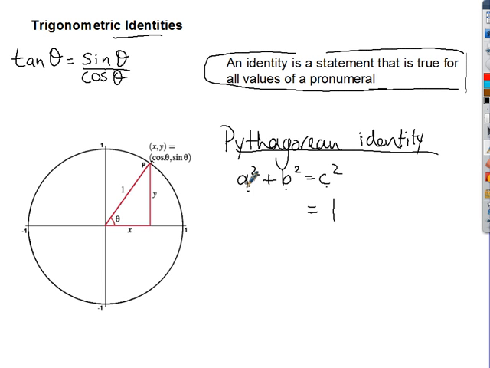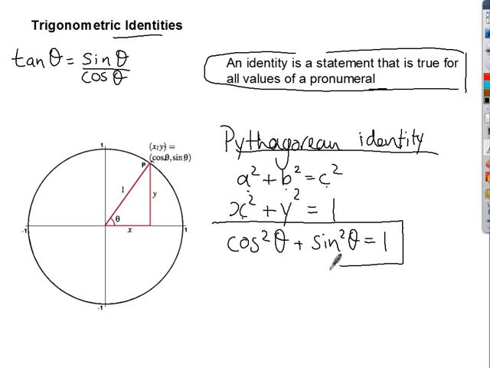So let's have a look at the a and the b. Well, the a and the b are going to be equal to the two shorter sides of the triangle, which in this case are x squared and y squared. But I also know that x is the same as cos theta and y is the same as sine theta. So I can write this as cos theta squared plus sine theta squared is equal to 1.